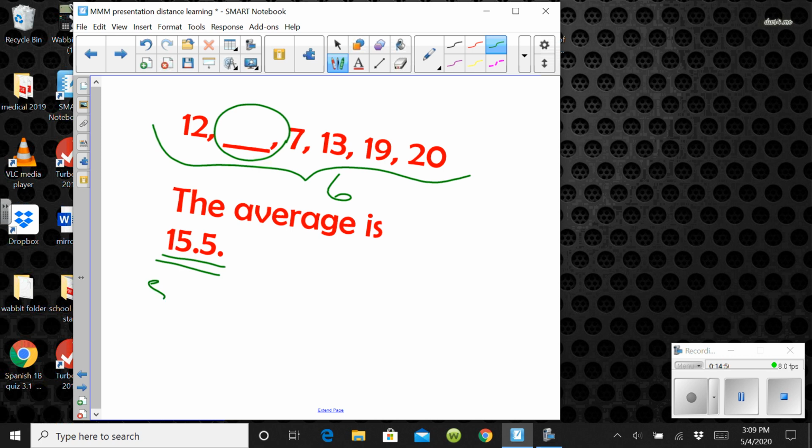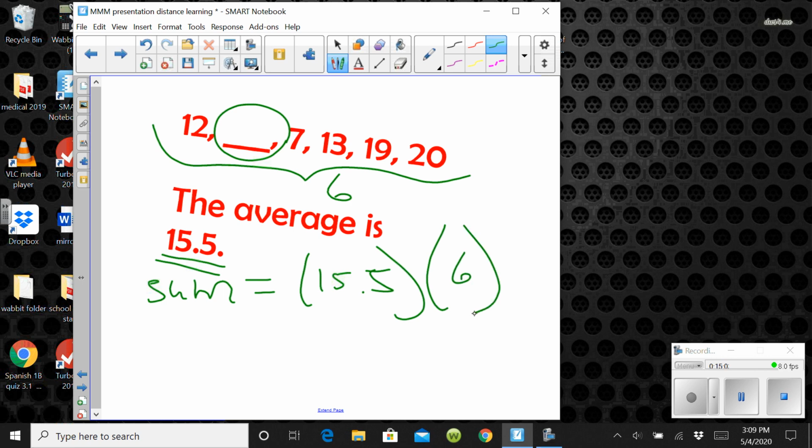So the sum of all 6 numbers is going to be the mean, 15.5, times the number of numbers, 6. So I could take my calculator and go 15.5 times 6, which is 93. These numbers have to add up to 93. And actually, I'm going to finish this one.